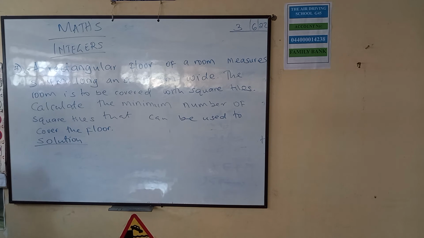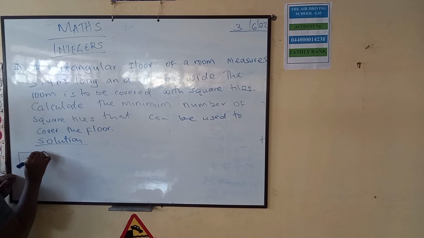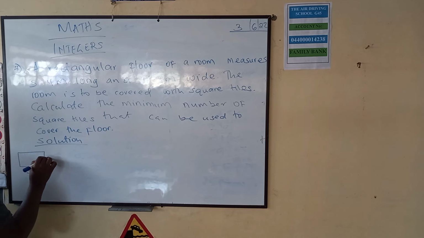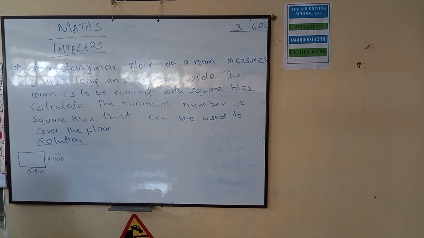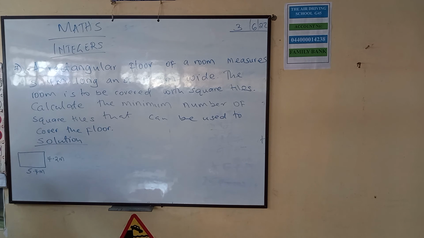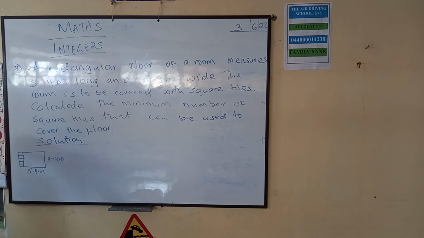Now let's analyze the question first. We have a rectangular floor which measures 5.4 meters long and 4.2 meters wide. Now we are supposed to cover the room with square tiles.